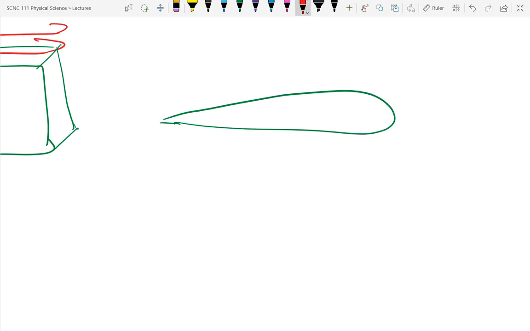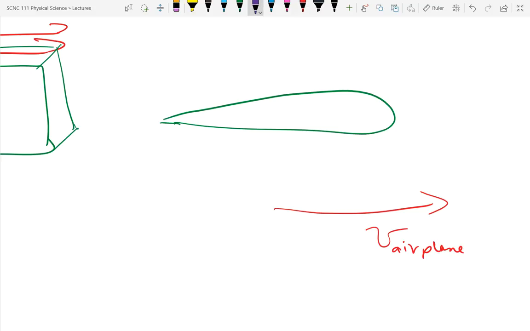Now, some things that are important. What direction would the airplane be traveling with a wing shaped like that? It travels like this. I'm going to put airplane. There's a reason it has that blunt edge. It has the blunt edge so the air can streamline around it.